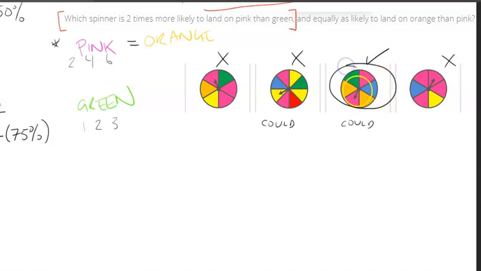And even though we have this blue one right here, this doesn't really make any difference. It doesn't hold any significance because it doesn't eliminate these two facts here. There can be any other colors within here, provided that there are 2 times more pink than there are green, and then the amount of pink and orange is also the same.